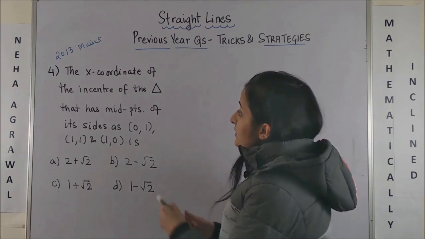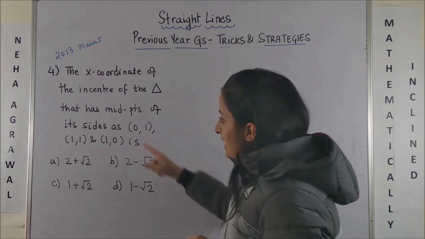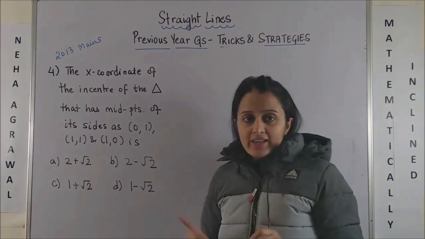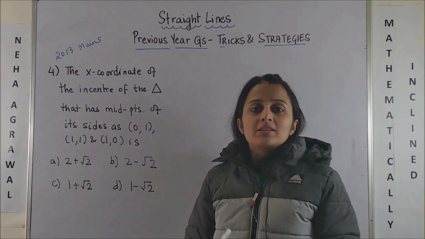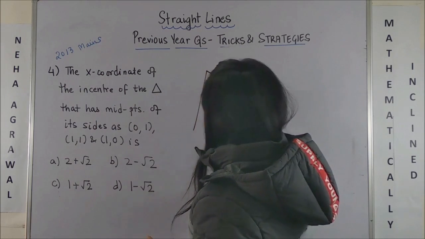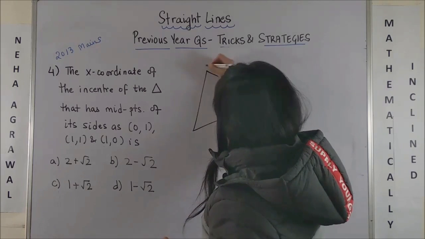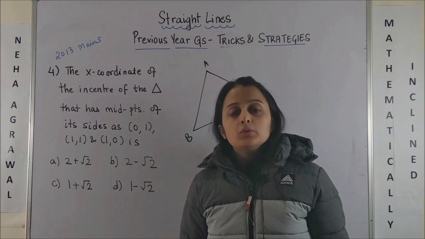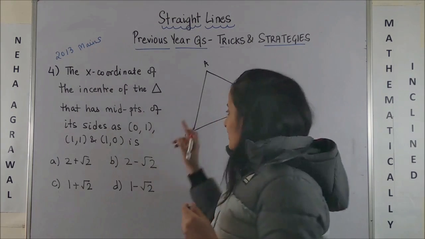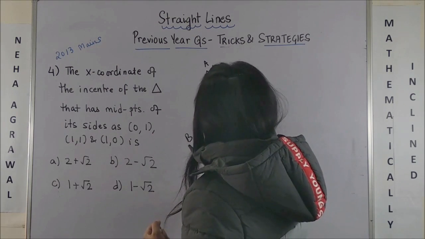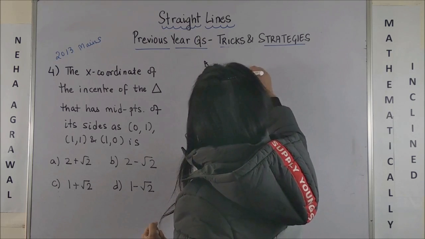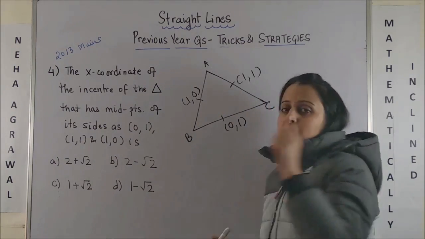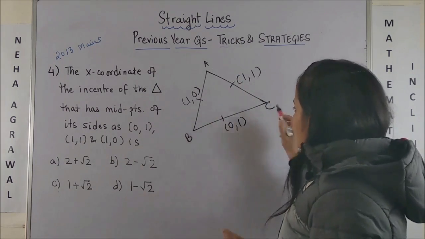The x coordinate of the incenter of the triangle that has midpoints of its sides as so and so is. So now the basic problem is that you are given a triangle, but instead of giving its vertices directly, they are giving you the midpoints of their sides. So if I say roughly this is 0, 1, this is 1, 1, this is 1, 0. Now the basic challenge is how do you get these A, B, C?